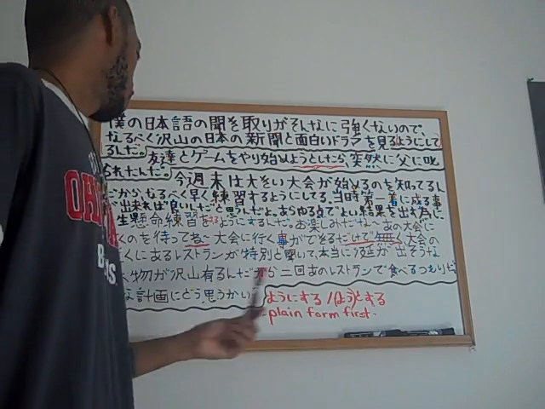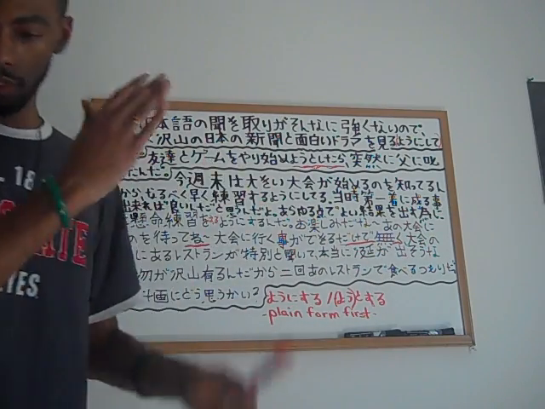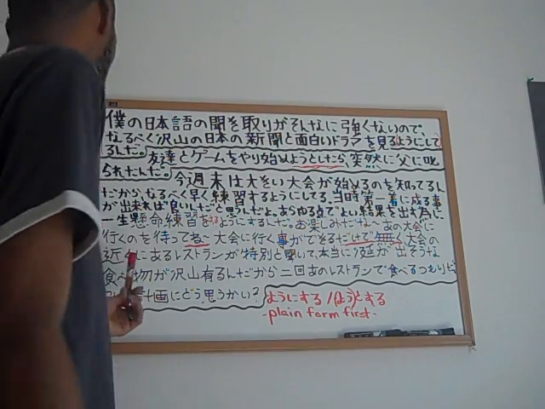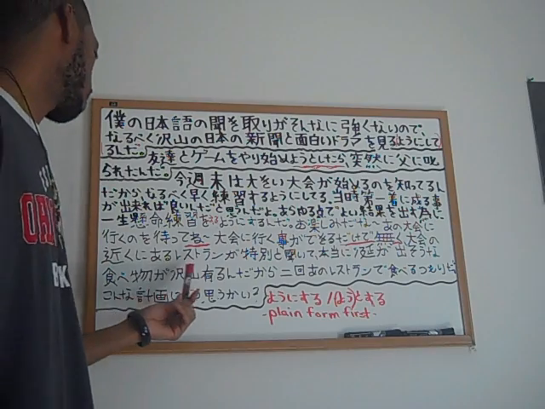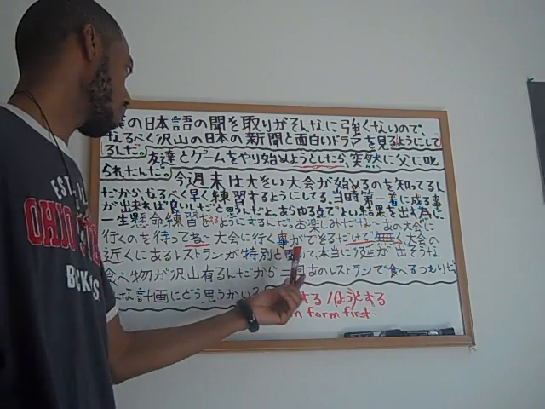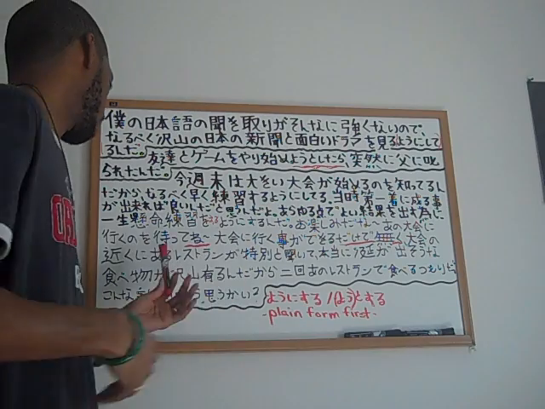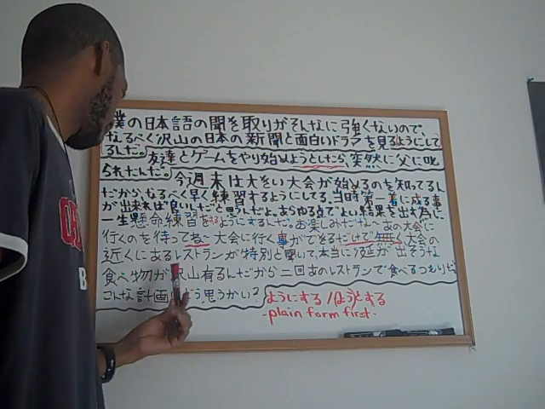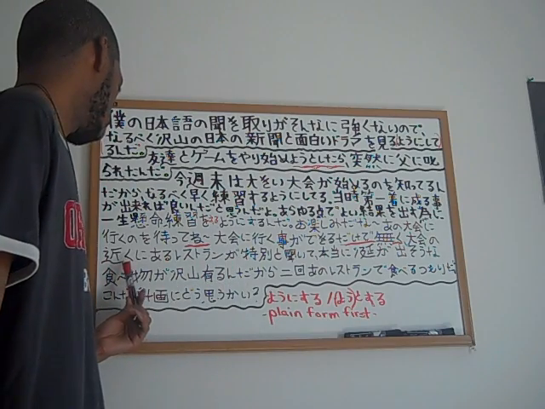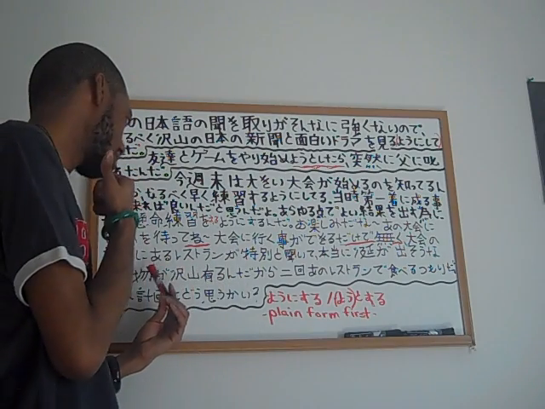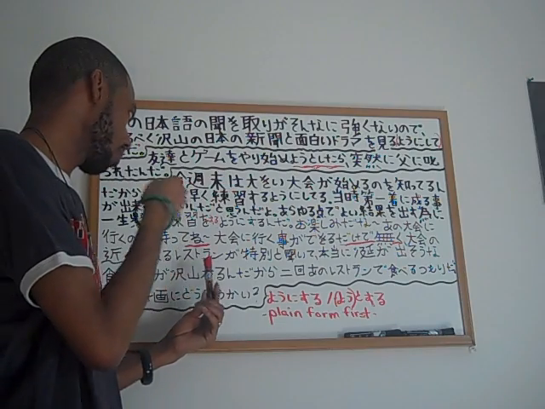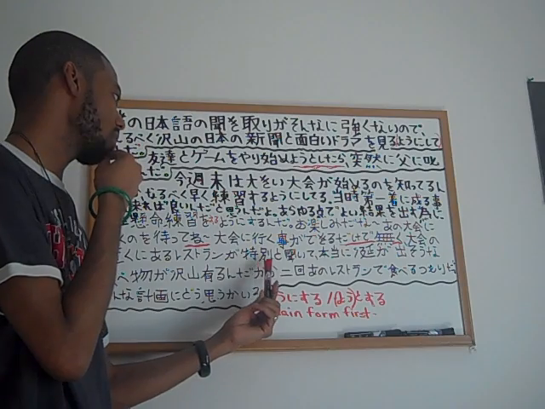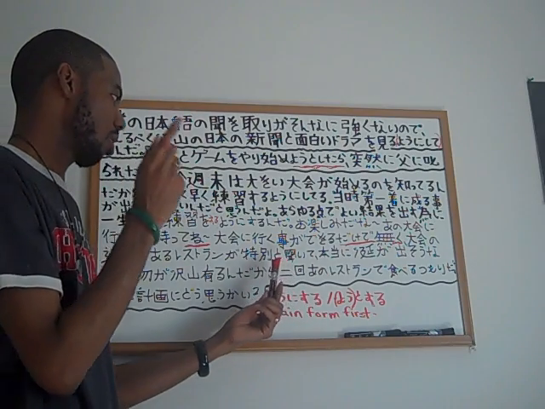Now 近くに means nearby something. So 大会の近くに, close or near the tournament, 近くにあるレストランが特別と聞いて. So I heard that there's a special restaurant near this tournament. So 近くにある, near, have, restaurant が. So a restaurant there that is near this tournament. 特別と聞いて. So I heard that it was special. So 特別 means special, and then と聞いて you heard.